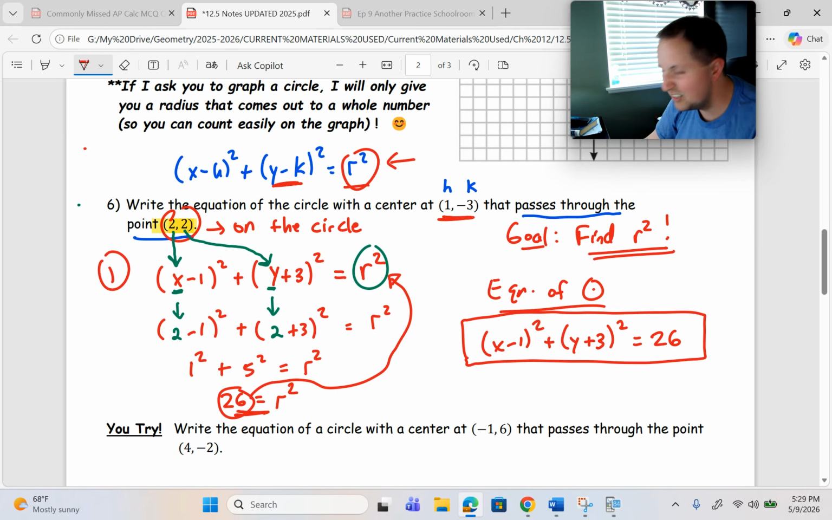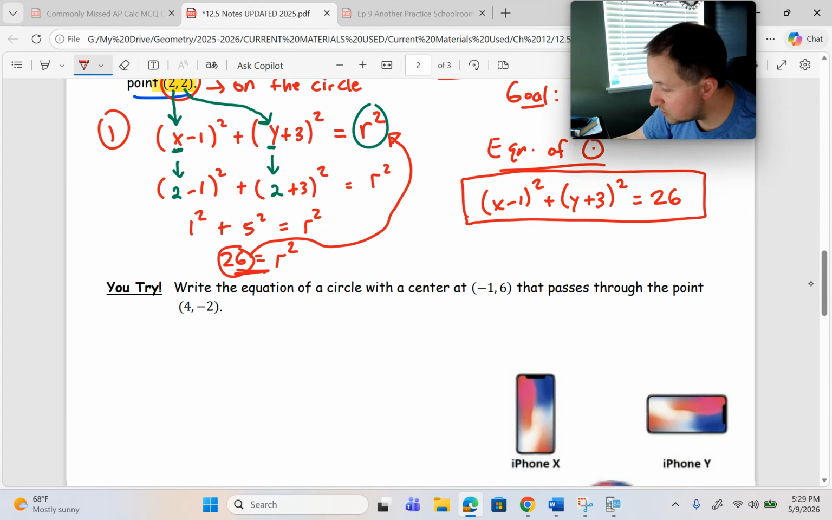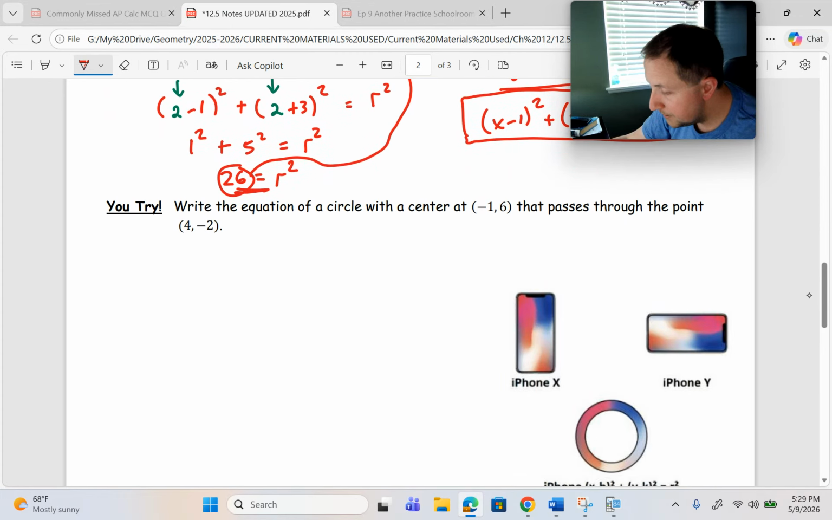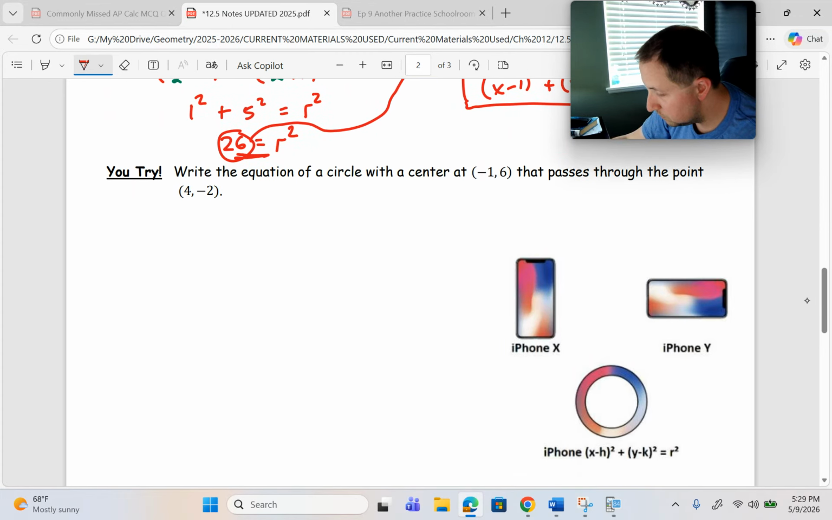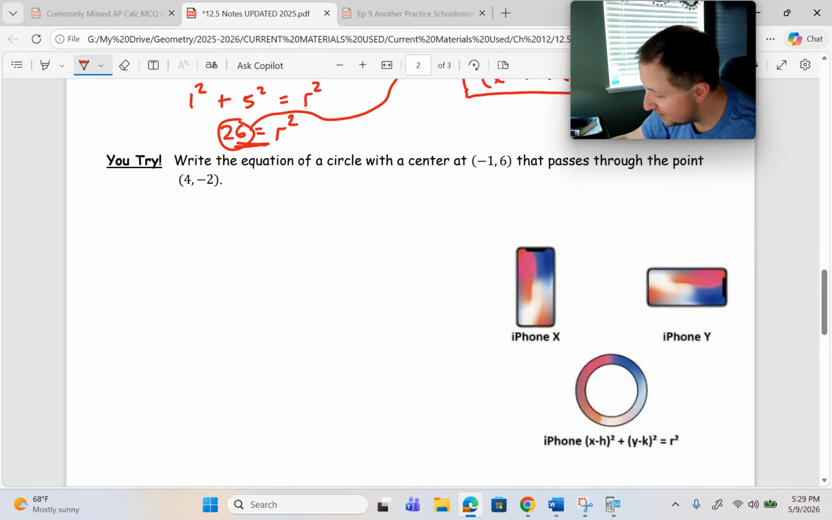So the radius is a little bigger than 5, some decimal. Okay. Pause the video for a second and try this one out. Once you're done, you can unpause and check your answer. I'm going to write up here.